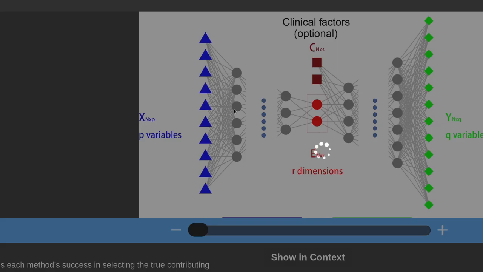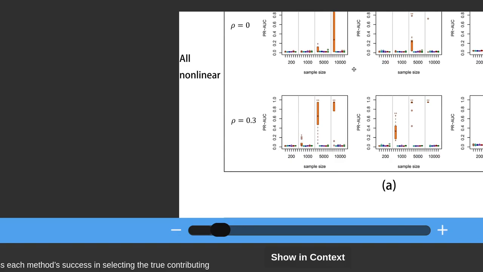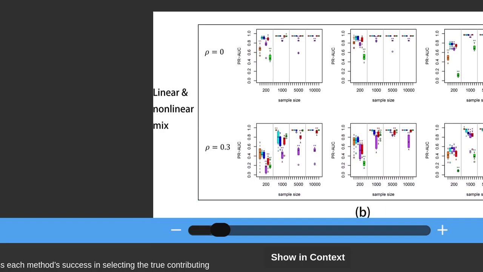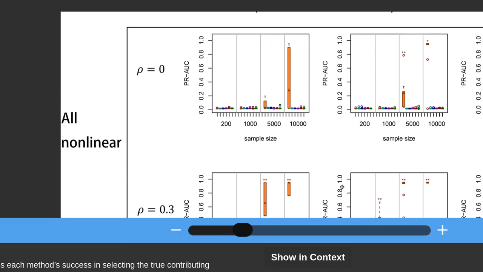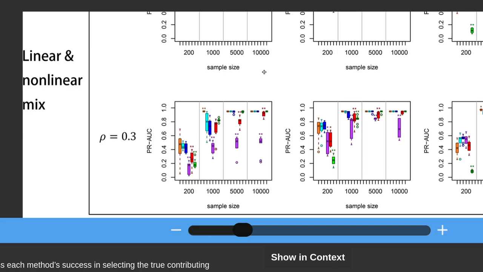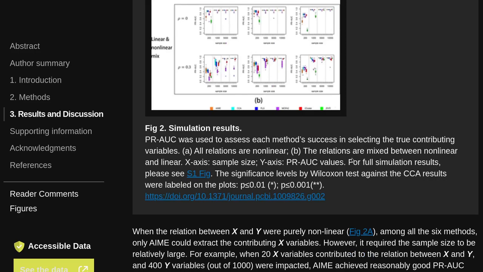Fig 2. Simulation results. PRAUC was used to assess each method's success in selecting the true contributing variables. A. All relations are nonlinear. B. The relations are mixed between nonlinear and linear. X-axis, sample size. Y-axis, PRAUC values. For full simulation results, please see S1 figure. The significance levels by Wilcoxon test against the CCA results were labeled on the plots, p less than or equal to 0.01, p less than or equal to 0.001.